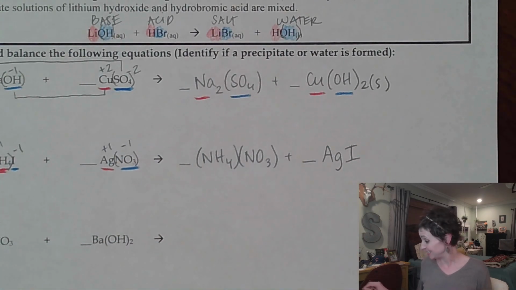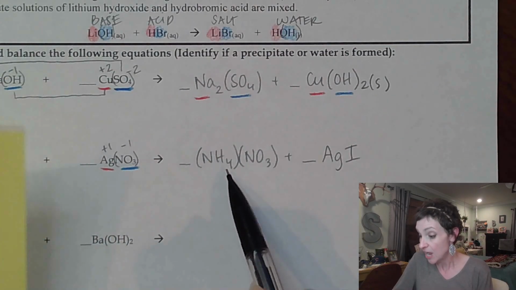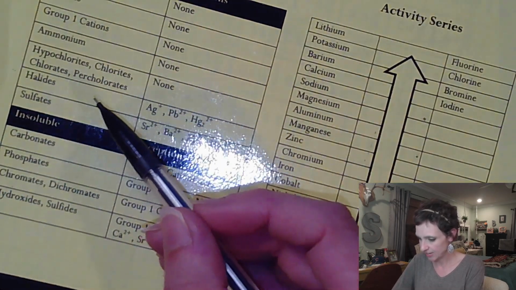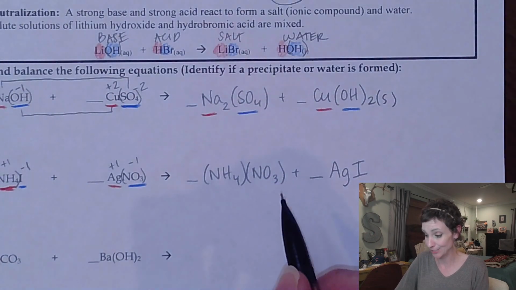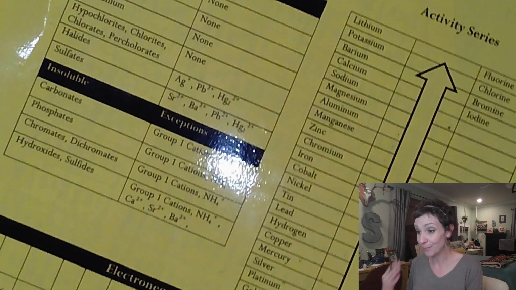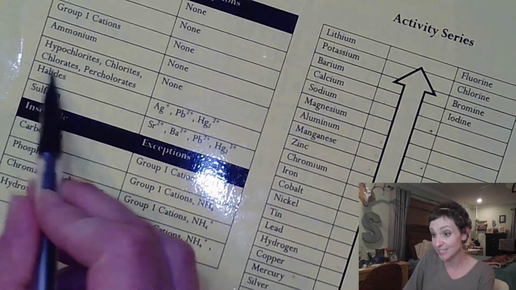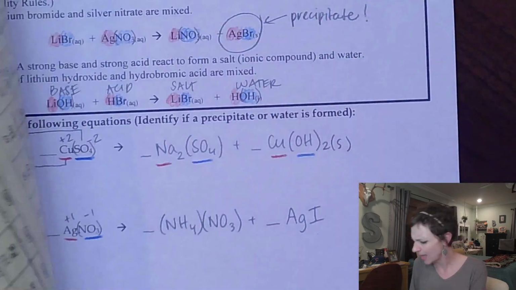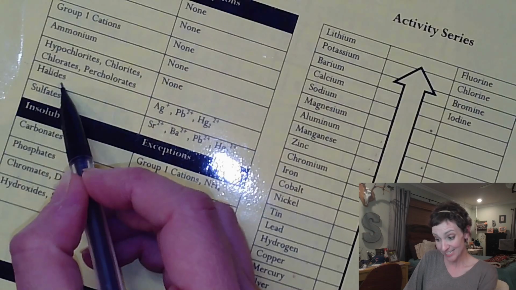Let's check the chart and see who is going to be at the bottom of the beaker, my solid precipitate. Let's start with ammonium nitrate. Nitrate. Oh yeah, all nitrates are soluble. So yeah, you're not a precipitate. What about silver iodide? Iodide. Now remember, my halogens are my iodides, bromides, fluorides. So I have this category of halides. What halide am I dealing with? Iodine. That's where iodine is. You're like, cool, it's soluble too.